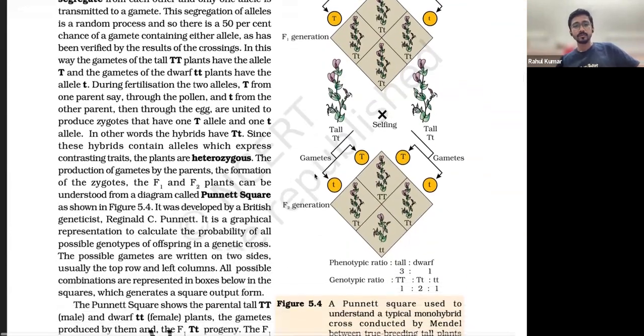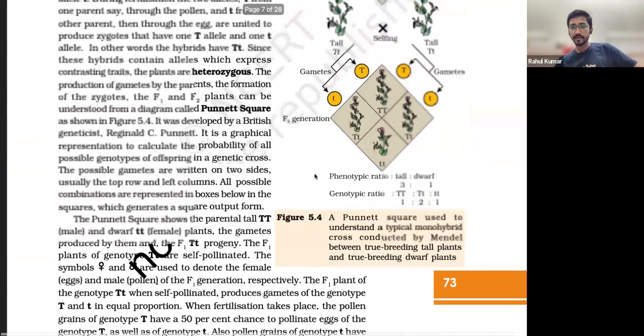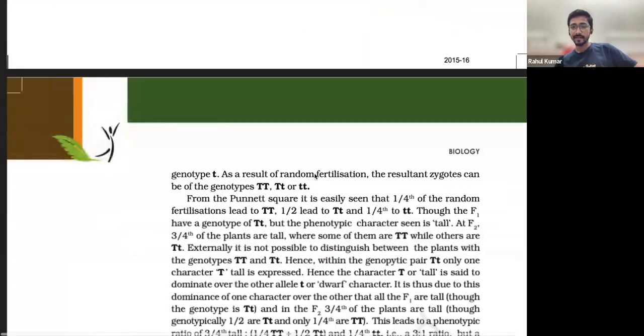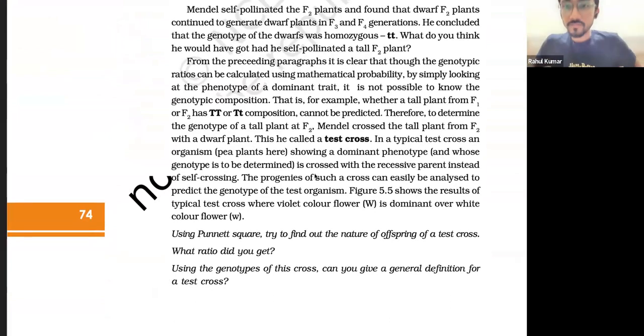Yes. So what we just did was what Mendel also did, and we call that a test cross. A test cross is a cross that you make to figure out the genetic composition of dominant characters, whether it is pure line dominant or heterozygous dominant.